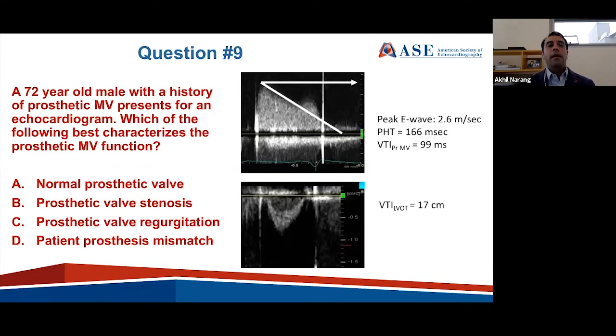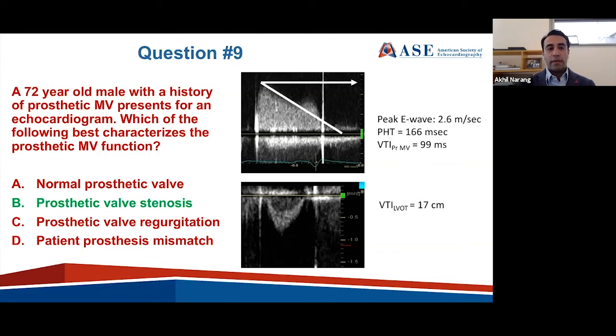Question number 9. A 72-year-old male with a history of prosthetic mitral valve presents for an echocardiogram. Which of the following best characterizes the prosthetic mitral valve function? So we're given two Doppler images here. Answer choices are A, normal prosthetic valve, B, prosthetic valve stenosis, C, prosthetic valve regurgitation, or D, patient prosthesis mismatch. And this is now for the mitral valve. The correct answer is B, prosthetic valve stenosis.